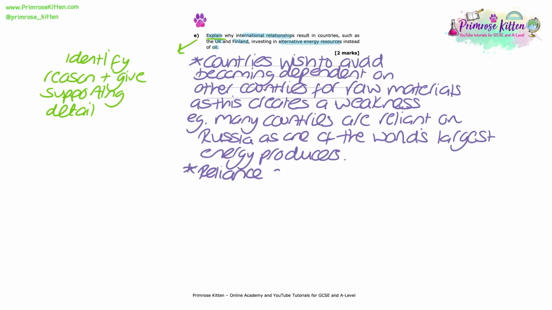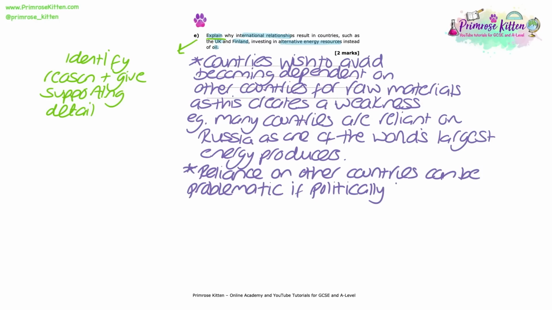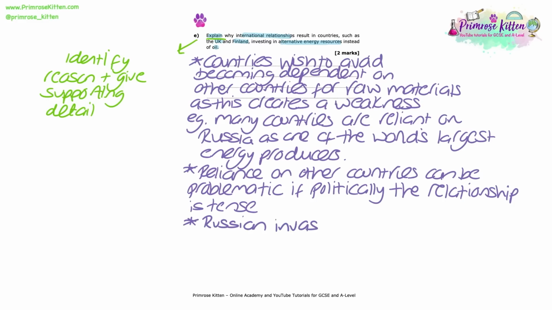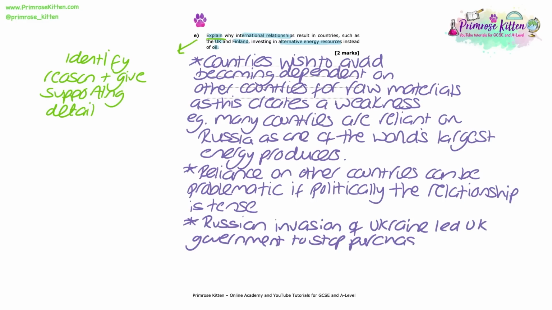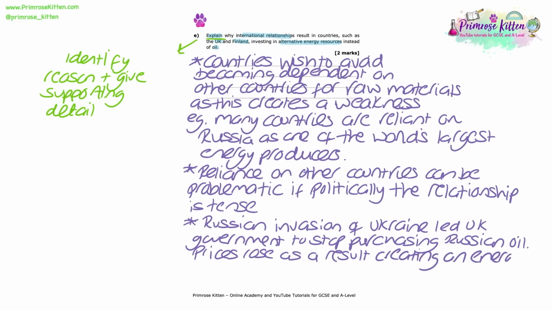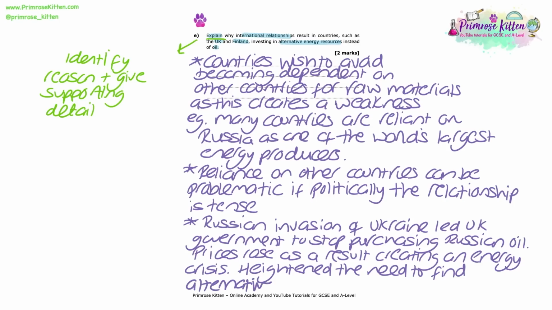Secondly, that a reliance on another country can be problematic if politically the relationship between them is tense. Thirdly, continuing to use Russia as an example, the Russian invasion of Ukraine led the UK government to stop purchasing Russian oil. Prices rose as a result, creating an energy crisis. This heightened the need to find alternative sources of energy.